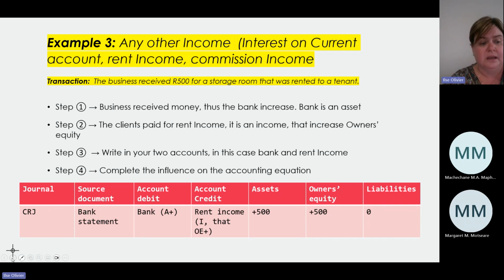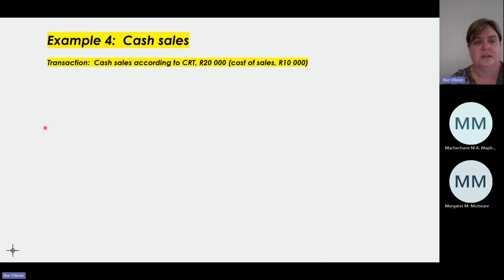Now, the last one that is also a new transaction is cash sales. Now, let's look at it. Cash sales, according to the cash register tape, 20,000 Rand, cost of sales, 10,000 Rand. There are two transactions. The money that you receive. Remember that cost of sales can be defined as the amount of trading stock that was sold. So there will be two transactions. The first transaction will be the sales part.